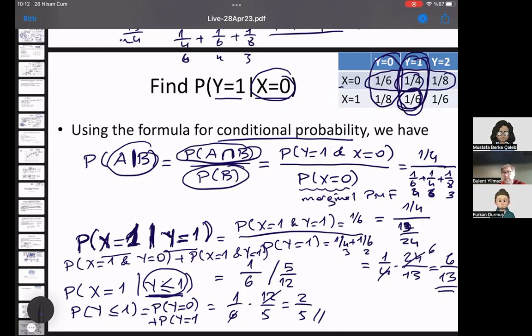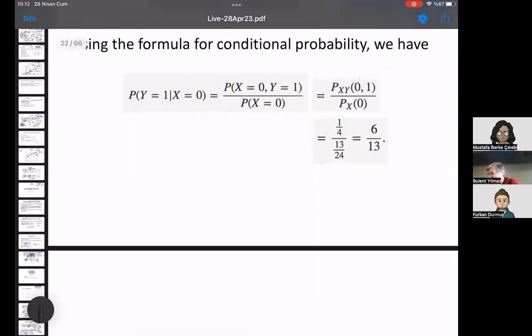Is this clear? So Berke, is this clear? Yes, hocam. Yes, okay. Thank you.